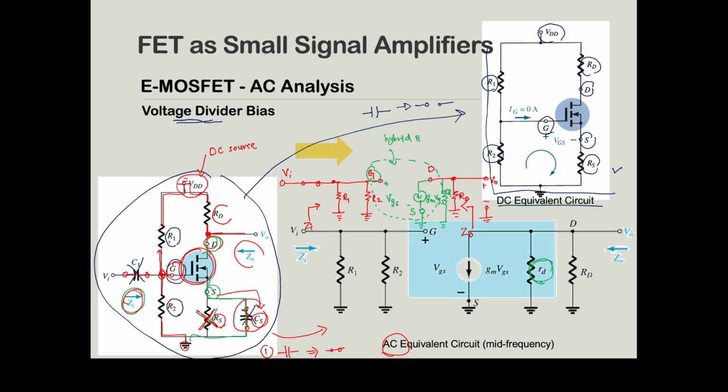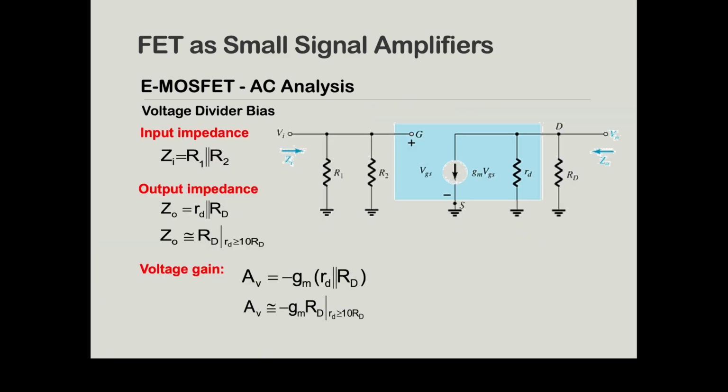Next, let's go to how to find the value of input impedance, the value of output impedance, and the voltage gain. What is the voltage gain? By right, this is the same. If you understand your BJT AC analysis well, you can do this MOSFET AC analysis as well.